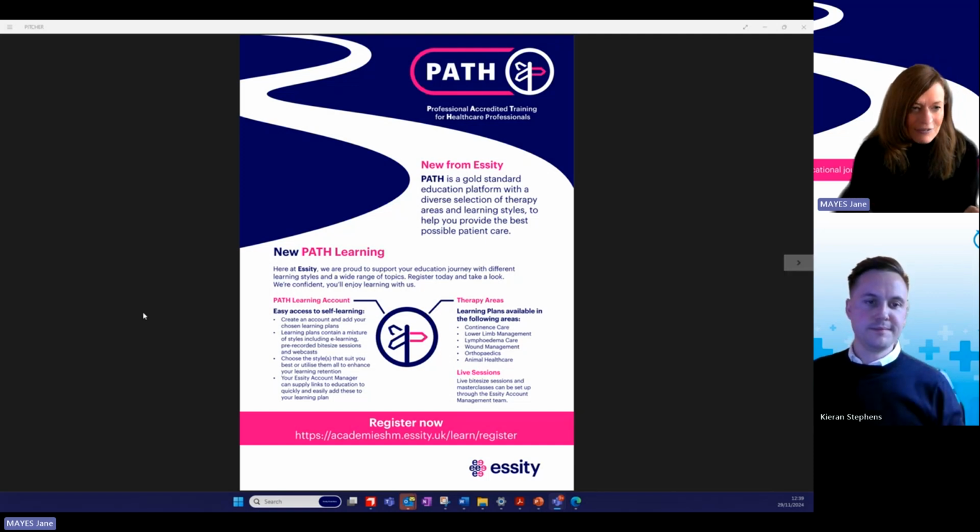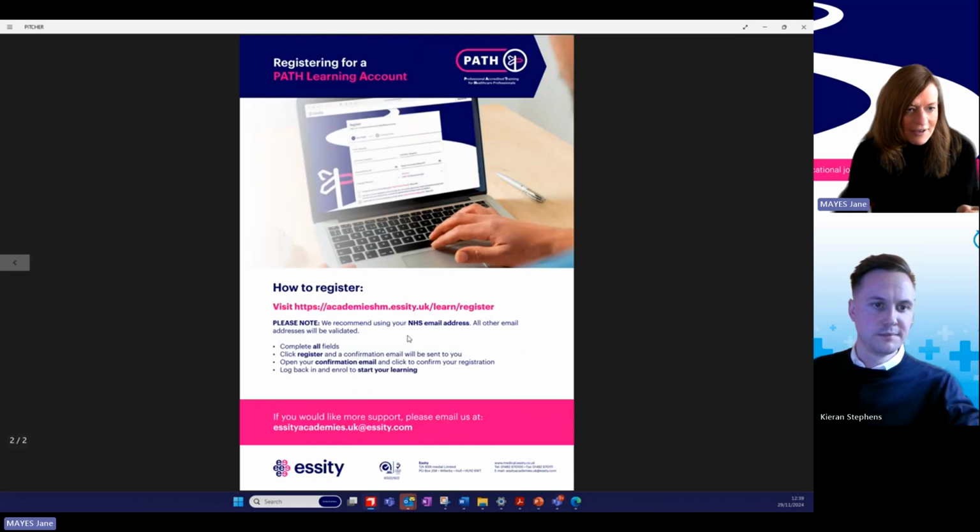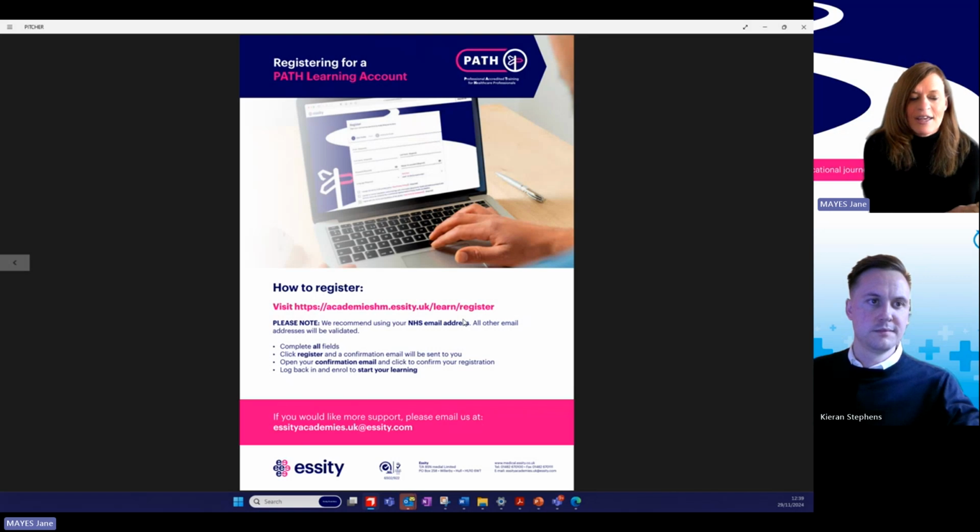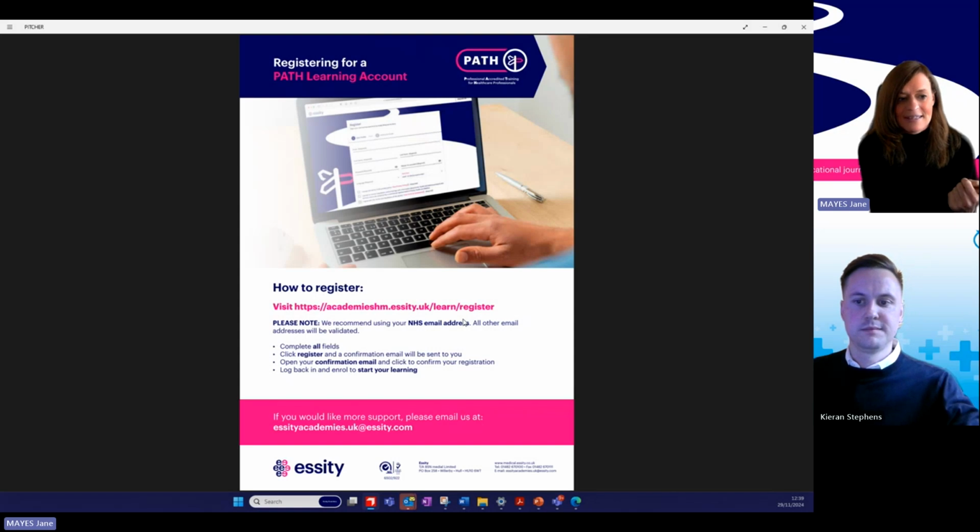So this is the flyer that we will share. And on the second page of it, you can see we have a little URL there. The digital version will allow you to click through to that URL and it takes you straight to the registration page. Just a few elements to fill in, and then it'll send you an automated email back. You click on that and you end up on the landing page that I showed you.